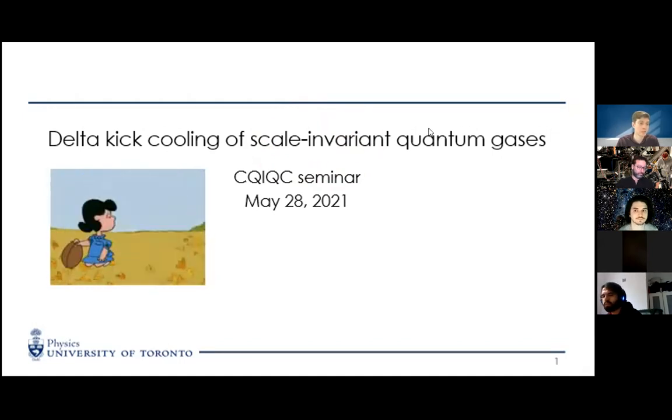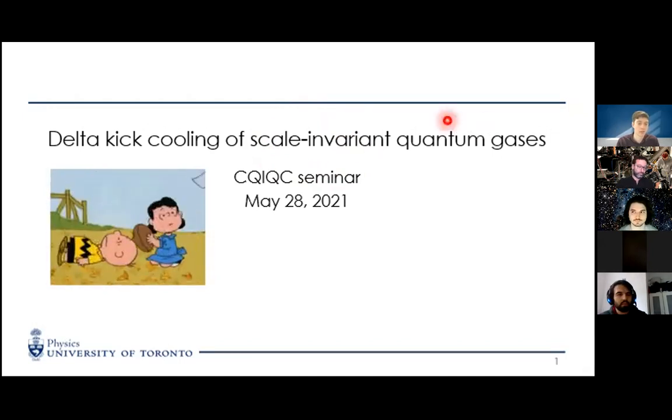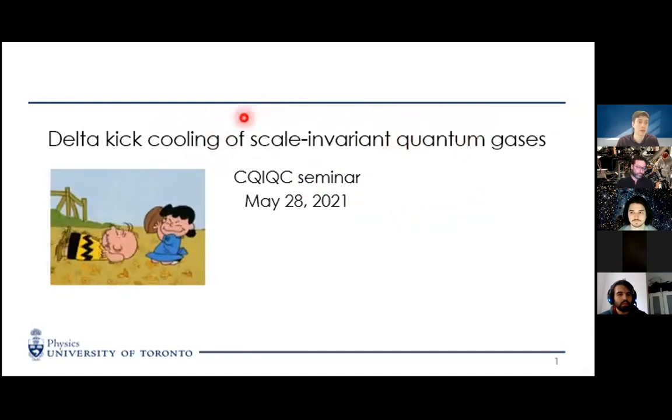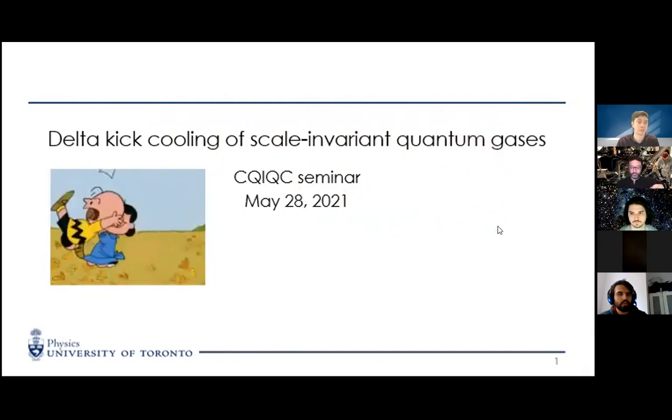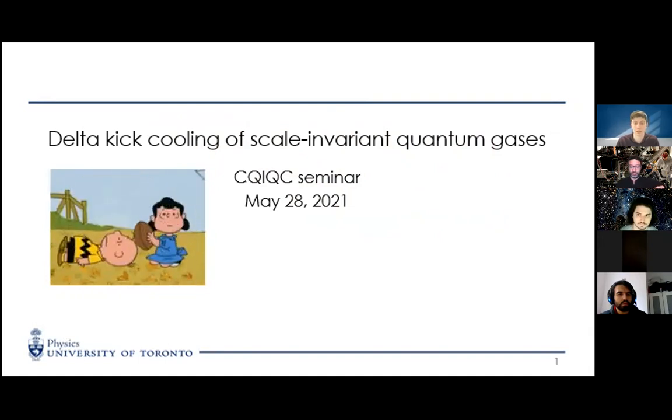In particular, the way we've been able to describe delta-kick cooling for interacting quantum gases is by leveraging a variety of systems that exhibit scale-invariant dynamics. And I'll tell you what that means a little bit later in the talk.